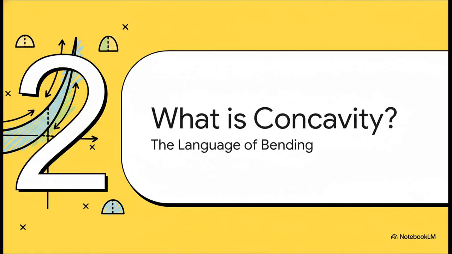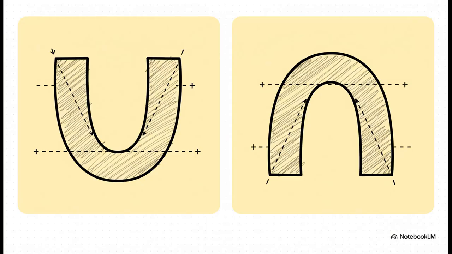And that formal language we've been looking for? Well, it's got a name, concavity. This is the exact mathematical term we're going to use to describe the direction of a curve's bend. So here's the official definition. A function is concave up when its slope is always increasing. Just picture a parabola opening up. The slope literally goes from negative to 0 to positive. It's getting bigger. And the opposite is concave down, where the slope is always constantly decreasing.